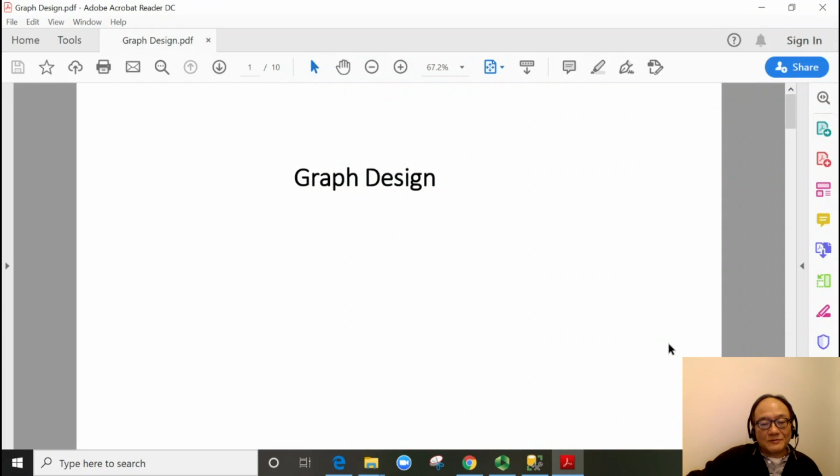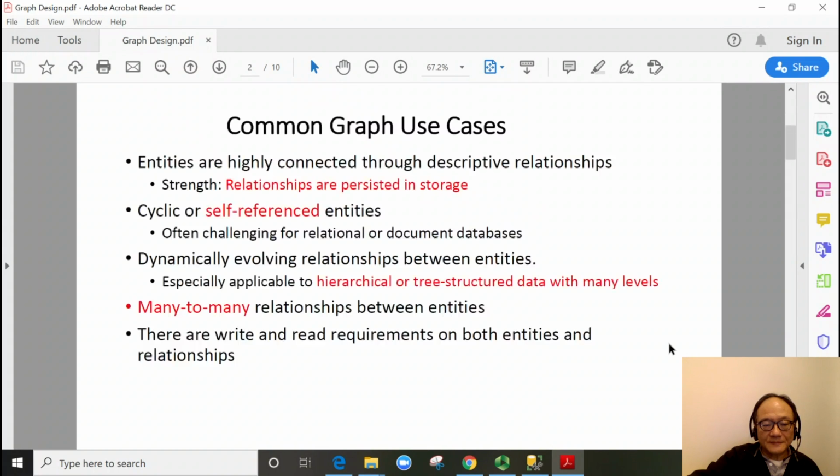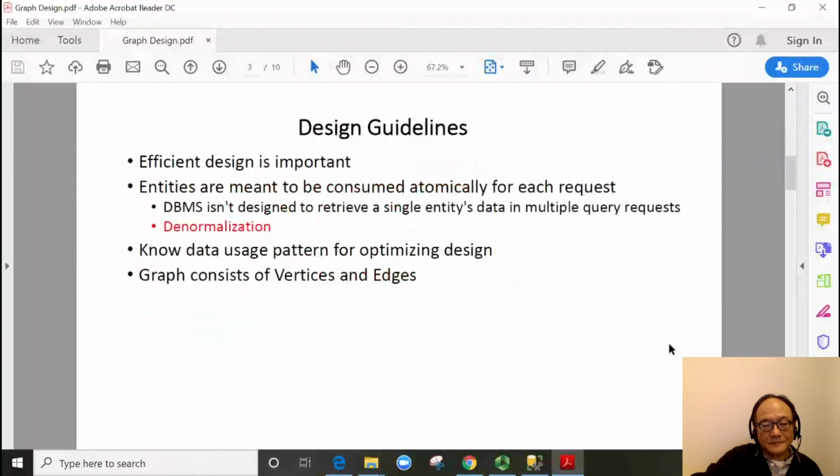We are talking about how to design graphs. Graphs are very good for storing and processing data with complex relationships, such as self-referencing, hierarchical, or many-to-many relationships. At a high level, when we do graph design, we do denormalization.